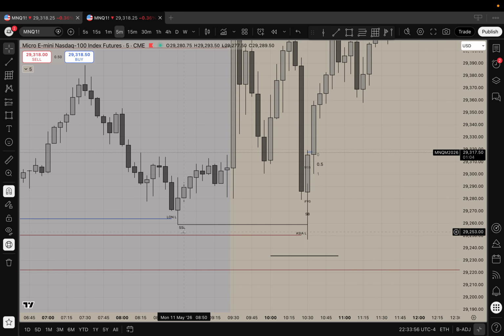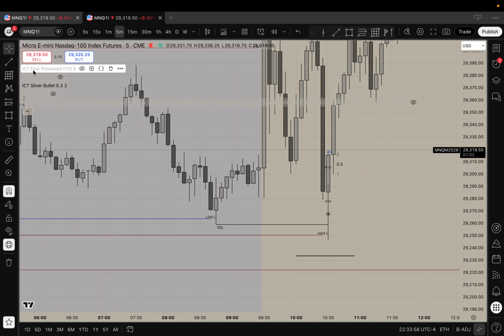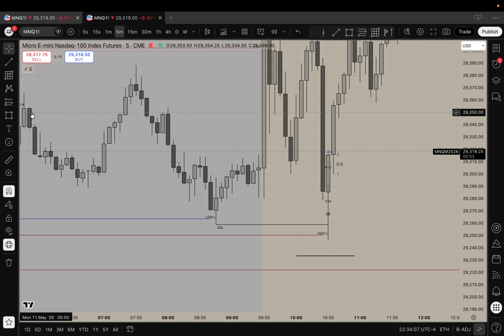I have an indicator for this entire thing. That's why all these levels are marked out. I technically have 5, but I was just focusing on the ICT Silver Bullet today. So that's what all those lines are, except for the sell side liquidity. I just manually mark that out.